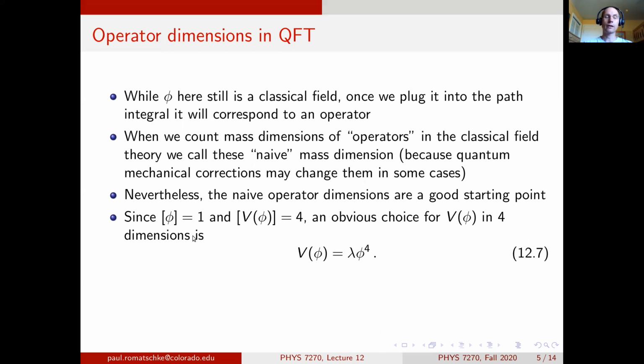Returning to the main story, we have the field phi having mass dimension 1 and the potential having mass dimension 4. So an obvious choice for the potential in 4 dimensions is to say that V has to be equal to phi to the 4 times a constant lambda. This lambda has to be dimensionless because the mass dimension of the potential is already completely fulfilled by the 4th power of the field. So the coupling in 4 dimensions for this theory is dimensionless.